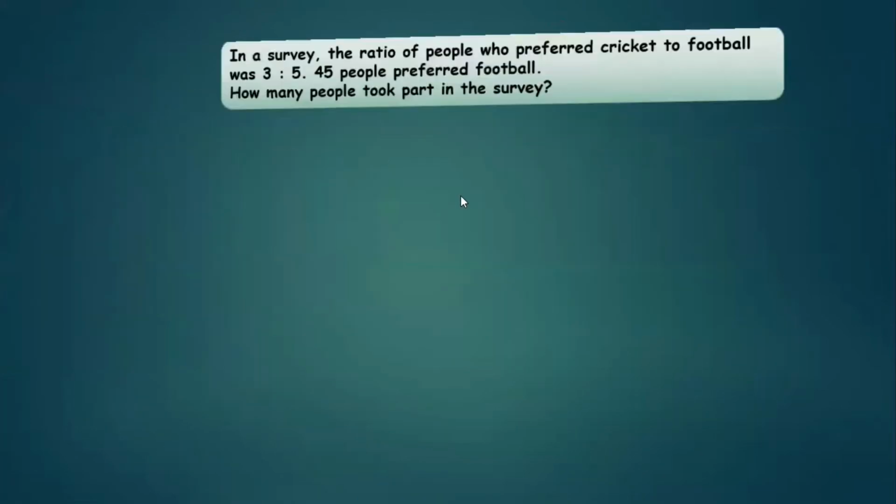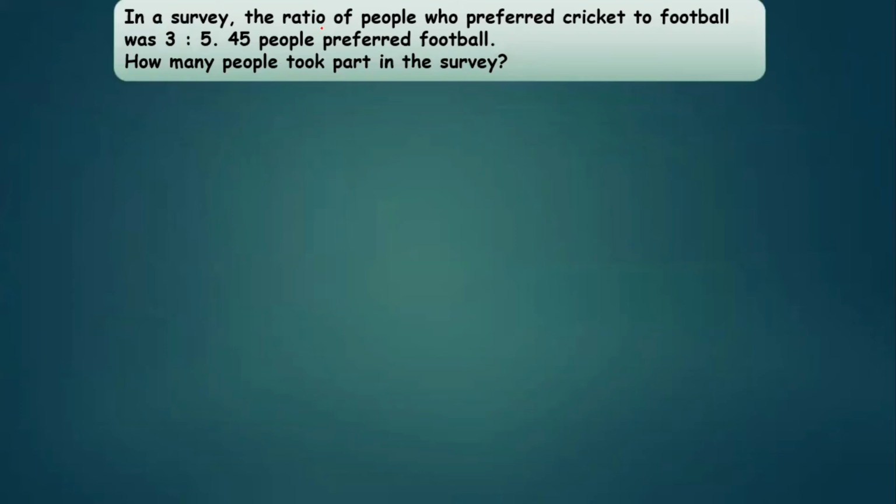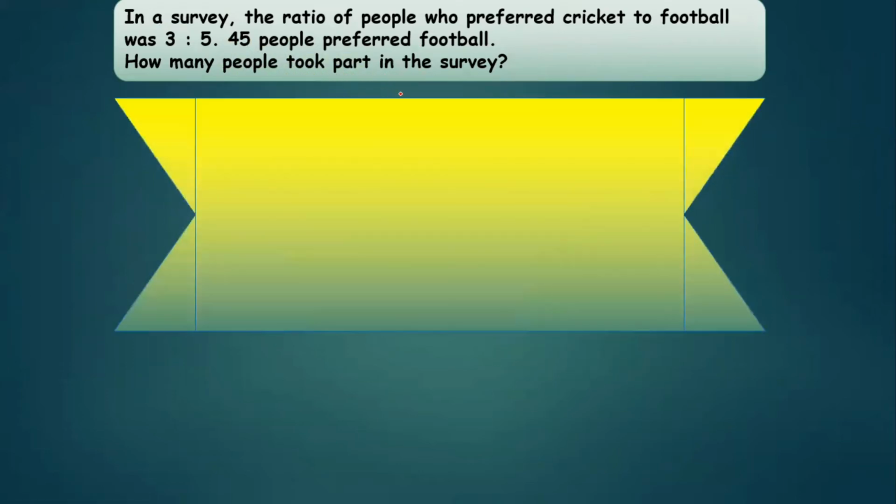Okay. Now, in a survey, the ratio of people who preferred cricket to football is 3:5. And 45 people preferred football. How many people took part in the survey? So this is an application based question on ratio.